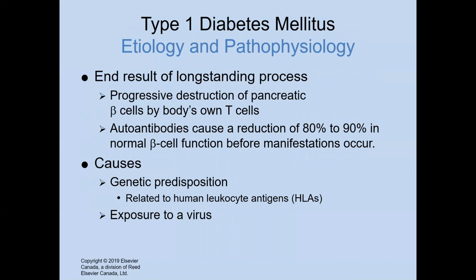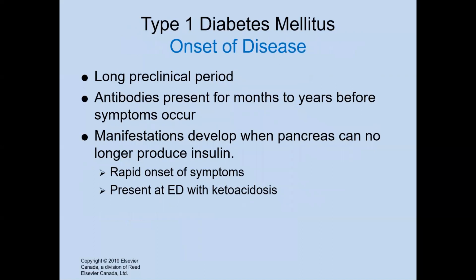So let's talk about the process of type 1 diabetes. It ultimately is the end result of that long-standing hidden process, progressive destruction of those pancreatic beta cells, that autoantibodies cause a reduction of 80 to 90% in beta cell function before we see those symptoms. We've talked about this already: genetic predisposition, exposure to a virus, or environmental things. There is a very long preclinical period that we tend to only be able to identify in retrospect. Antibodies can be present for months or even years before we start to see the symptoms. But then once we start to see the symptoms, that's when the pancreas cannot produce any more insulin.